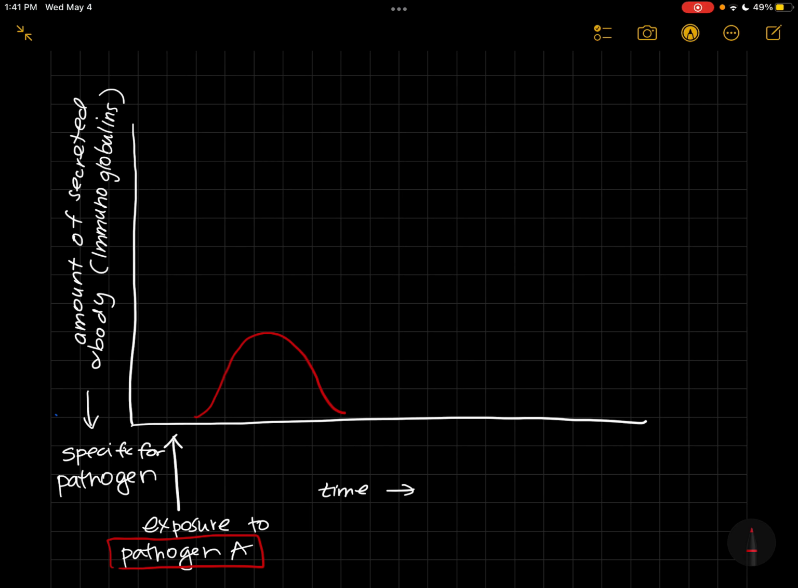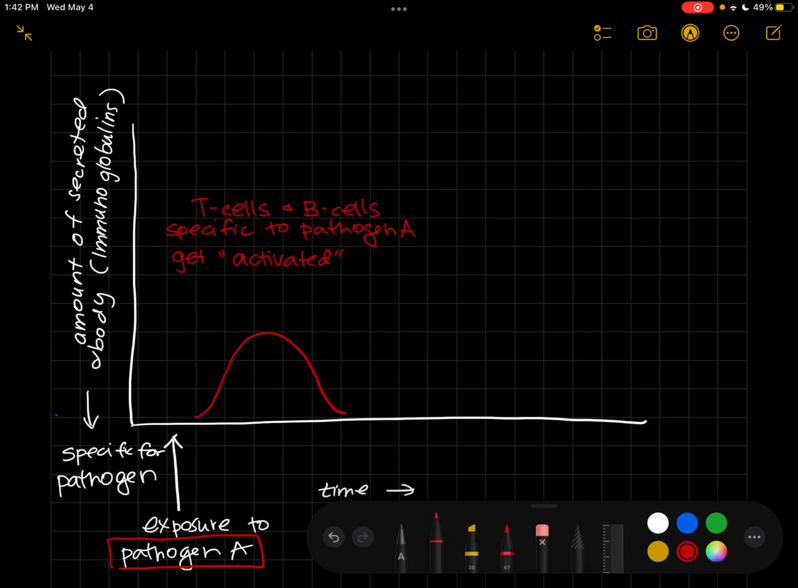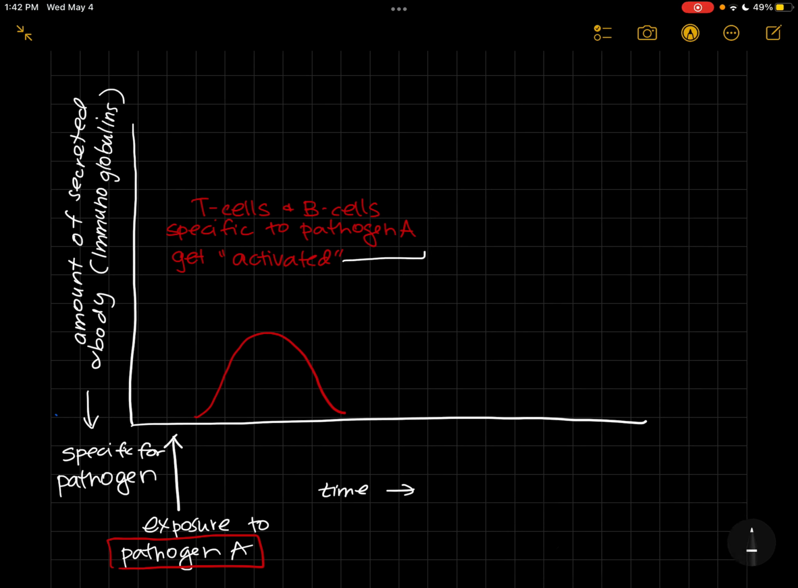Now, what's happening here is that your T cells and your B cells that are specific to this antigen are getting activated. So again, it's going to be the ones that are specific to pathogen A. So we say that they're activated. And what does that mean? When we say that they're activated, that means that one, they're doing clonal expansion.